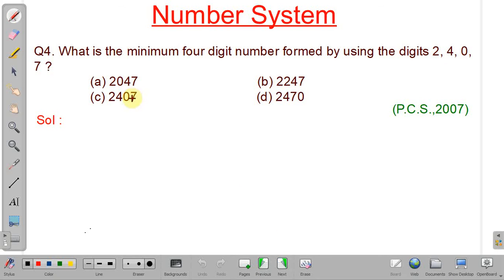In the next problem, we have to find the minimum 4-digit number formed by the given digits 2407. So this is a problem based on place value. Okay. So if you have not seen the lecture on place value, please visit the playlist and watch it in the number system lecture. So we have to find the least number. See, when we have to find the least number, the greatest digit should be given the least place value, that is unit digit.